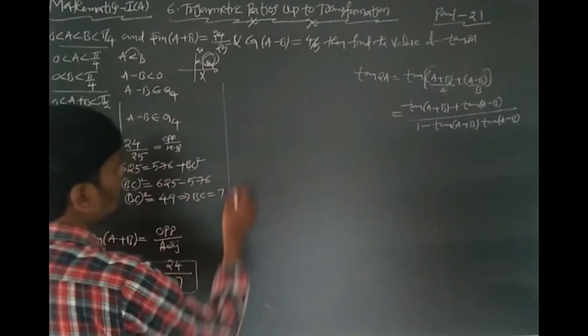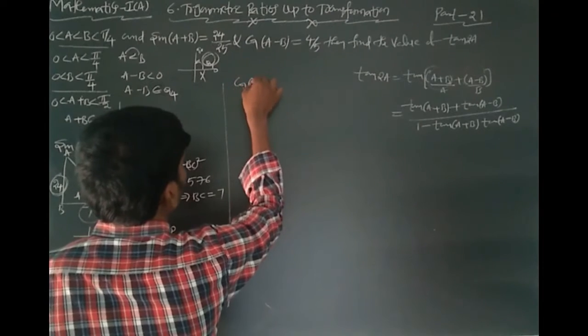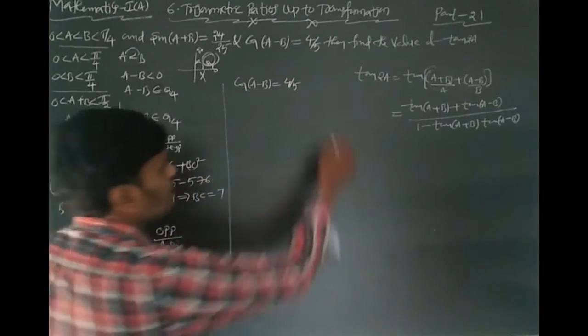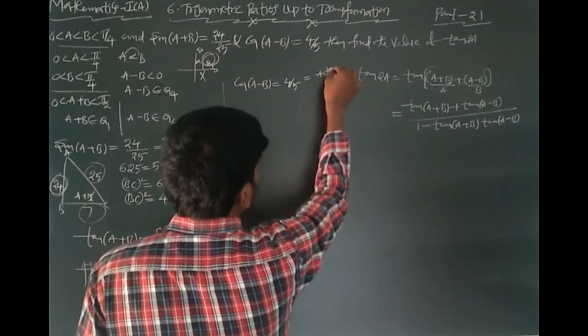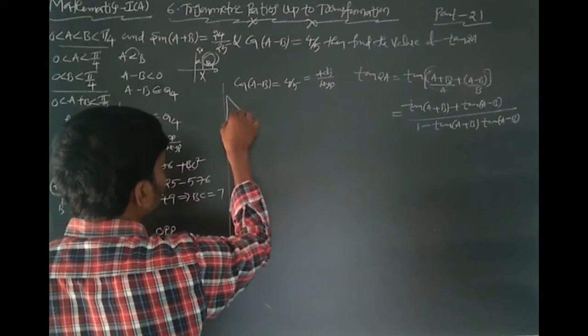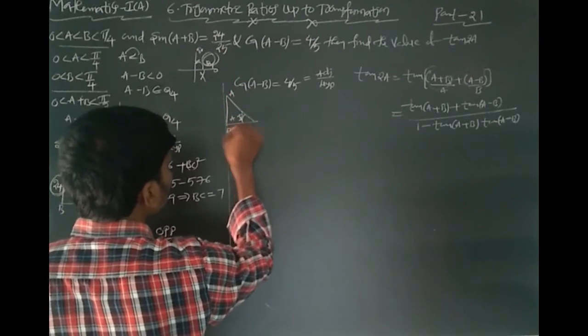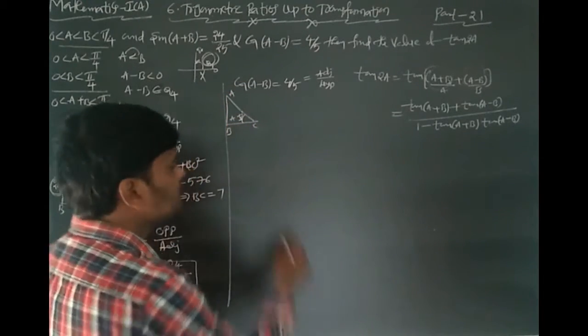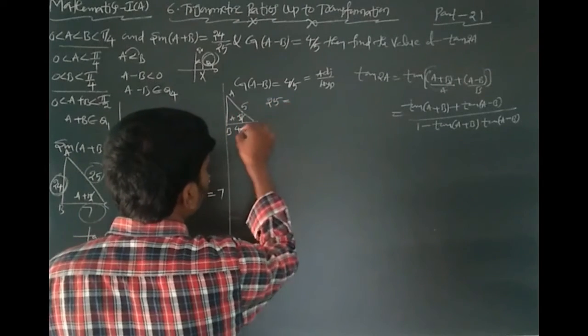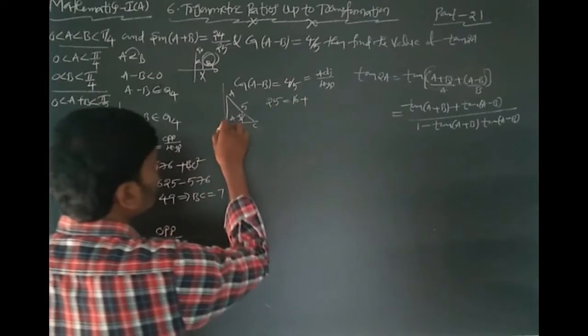Similarly, you have to take cos. Cos of a minus b is equal to 4 by 5. Here cos is nothing but adjacent by hypotenuse. One second, you can write the Pythagoras theorem. This is a minus b. Here the adjacent value is 4 and the hypotenuse is 5, so 5 square, which is 25, equals 4 square, which is 16, plus AB square.